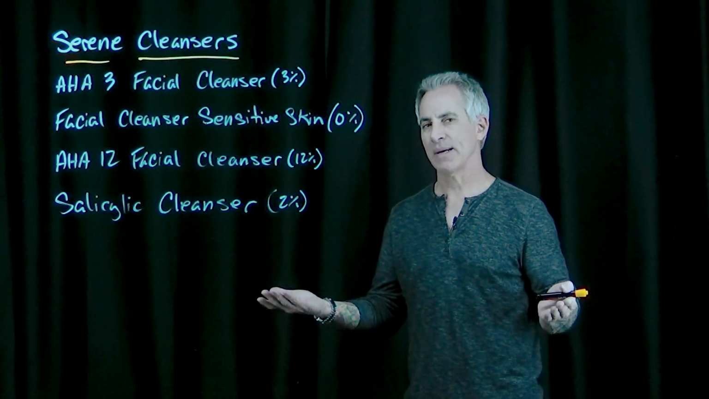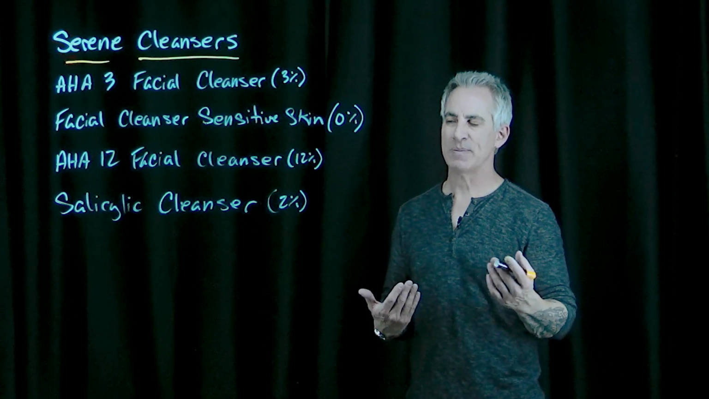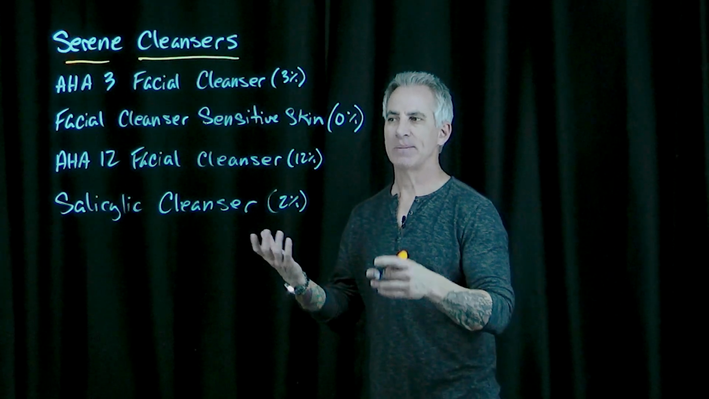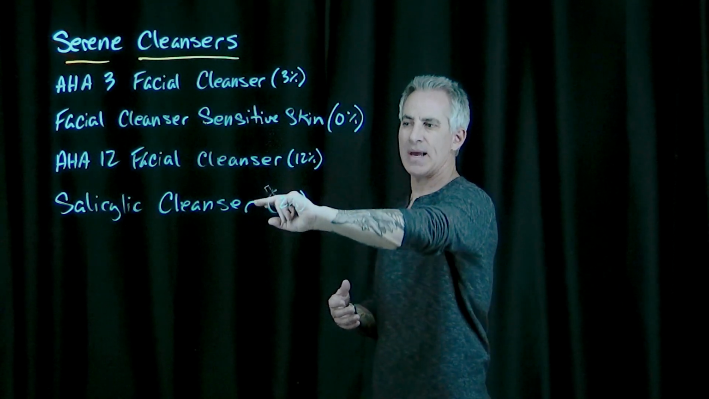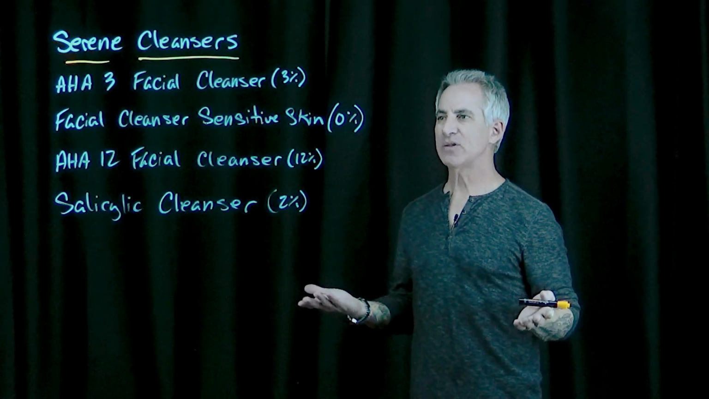Obviously, with all advanced chemical peels, I apply them to myself, so I'm able to experience that, along with some ideas I have about how to use the AHA 12 along with the AHA 3 and the salicylic to get the results that I am looking for. So that's the Serene Cleansers.